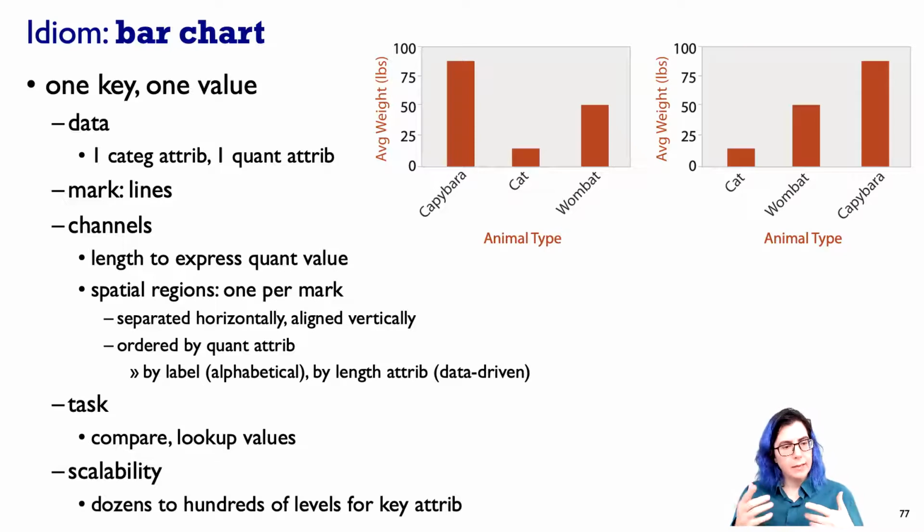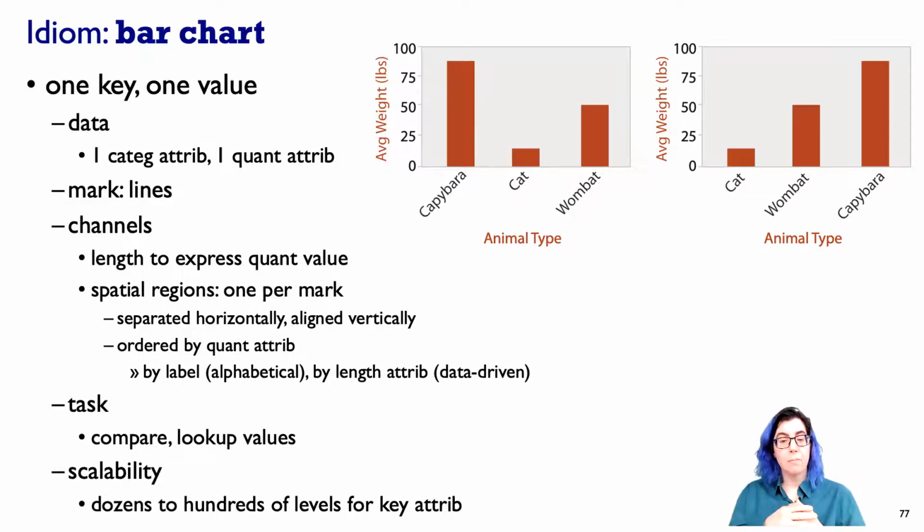And I'm using length to express this quantitative value. And well, what are we exactly doing? We're dividing these up into spatial regions. There's one region per mark, and they're separated horizontally, and they are aligned vertically, so we can make those nice, high precision, accurate judgments.